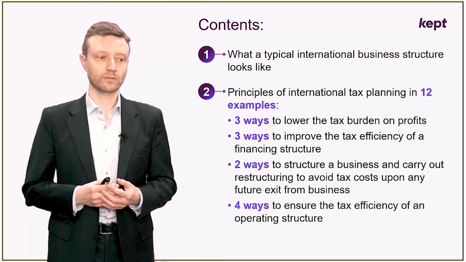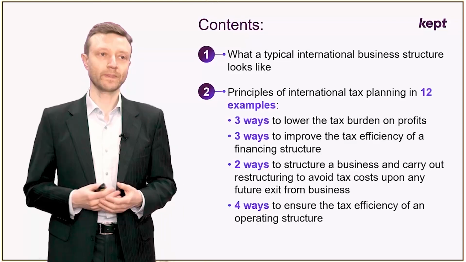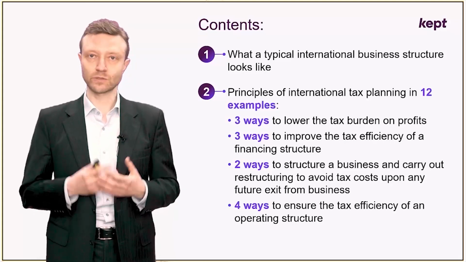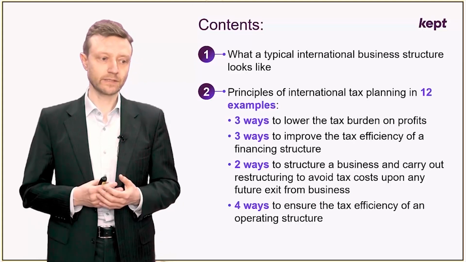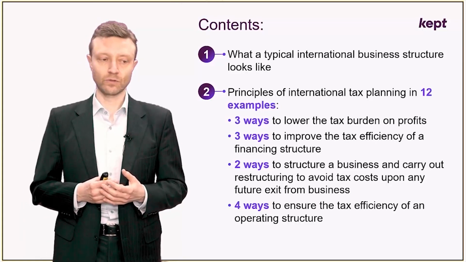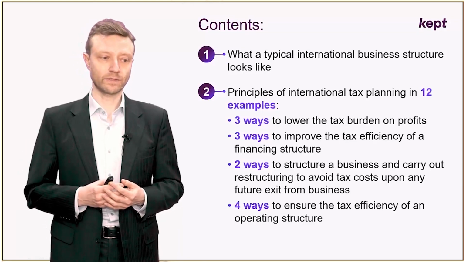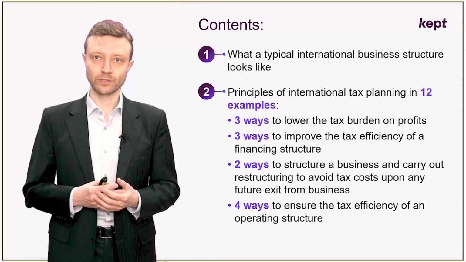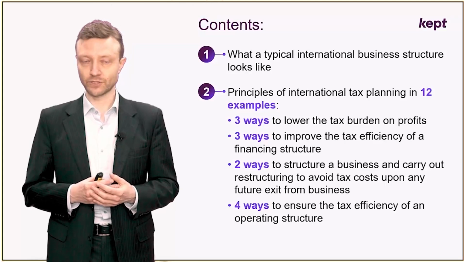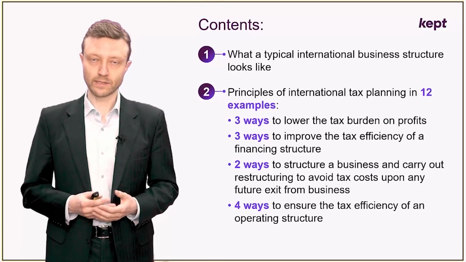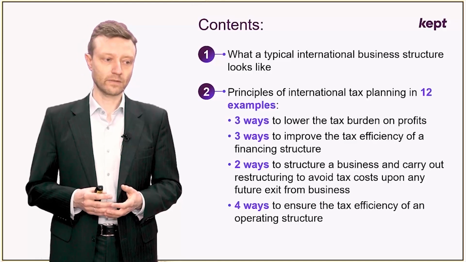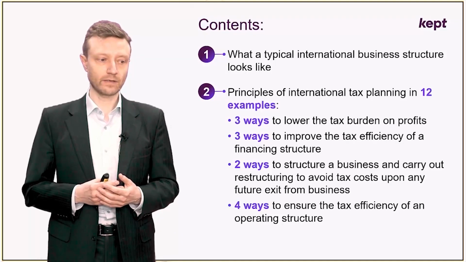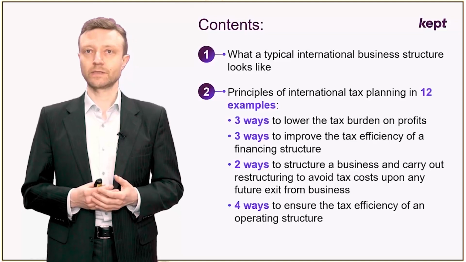Second part will be about principles of international tax planning, which I'm going to explain based on practical examples. We'll have 12 examples. One set of examples or cases will be about tax planning on profits, how to make sure that profits in a business structure are not excessively taxed and are distributed to the shareholders of the business in a tax-efficient manner. The second set of examples will be about tax efficiency of financing structures. We'll consider 3 examples there.